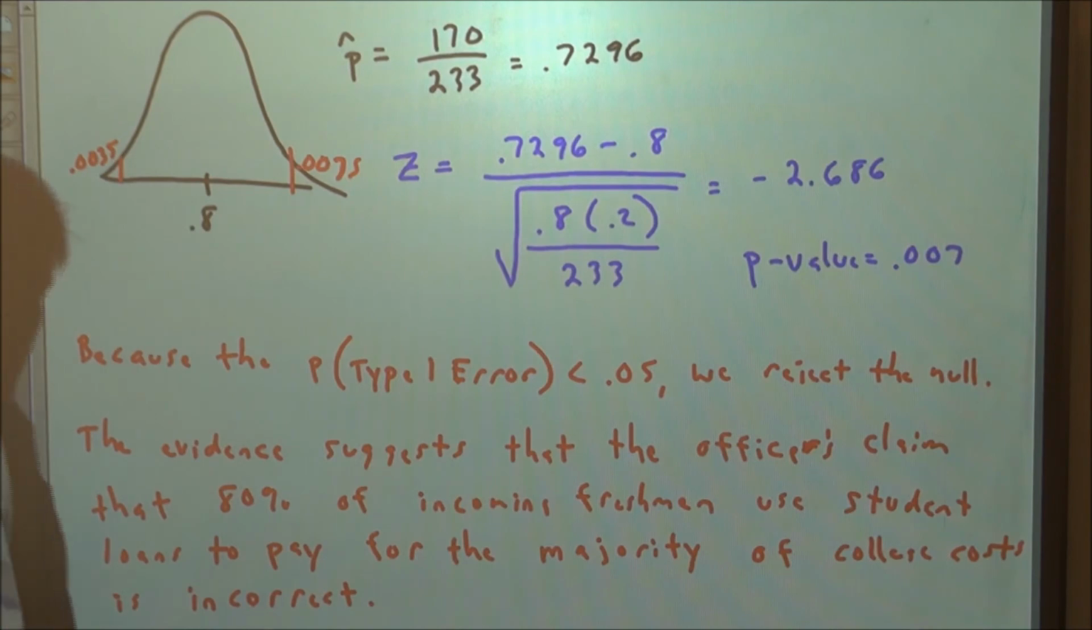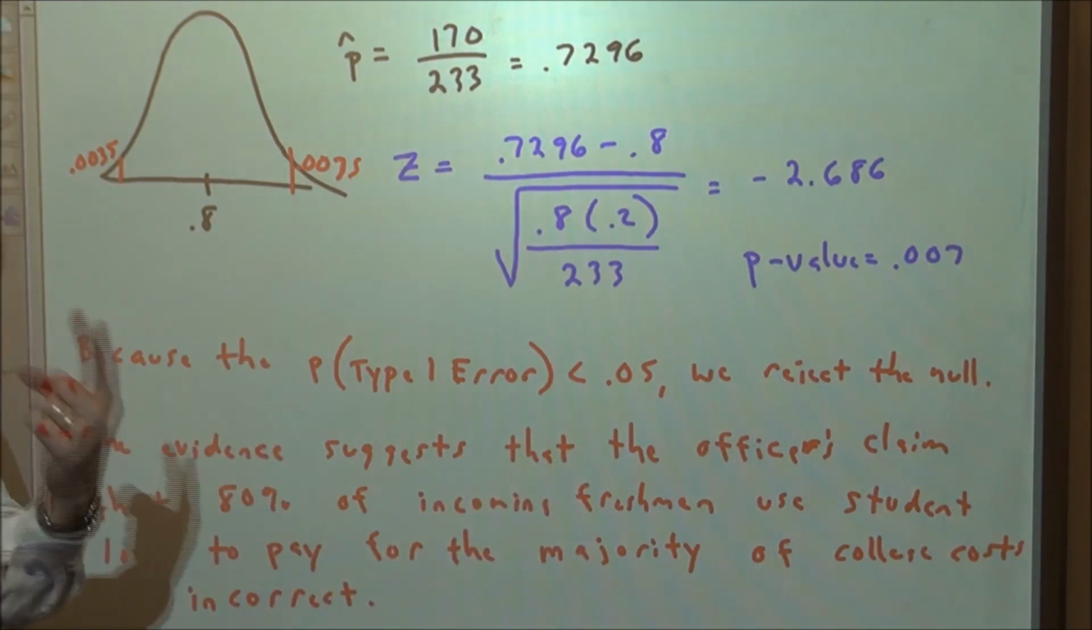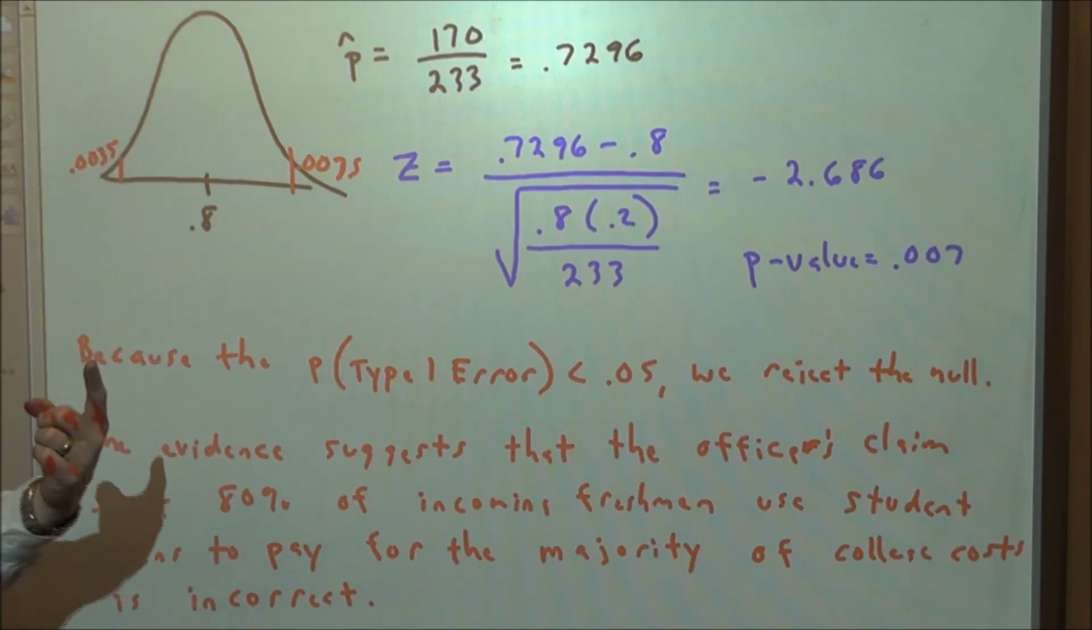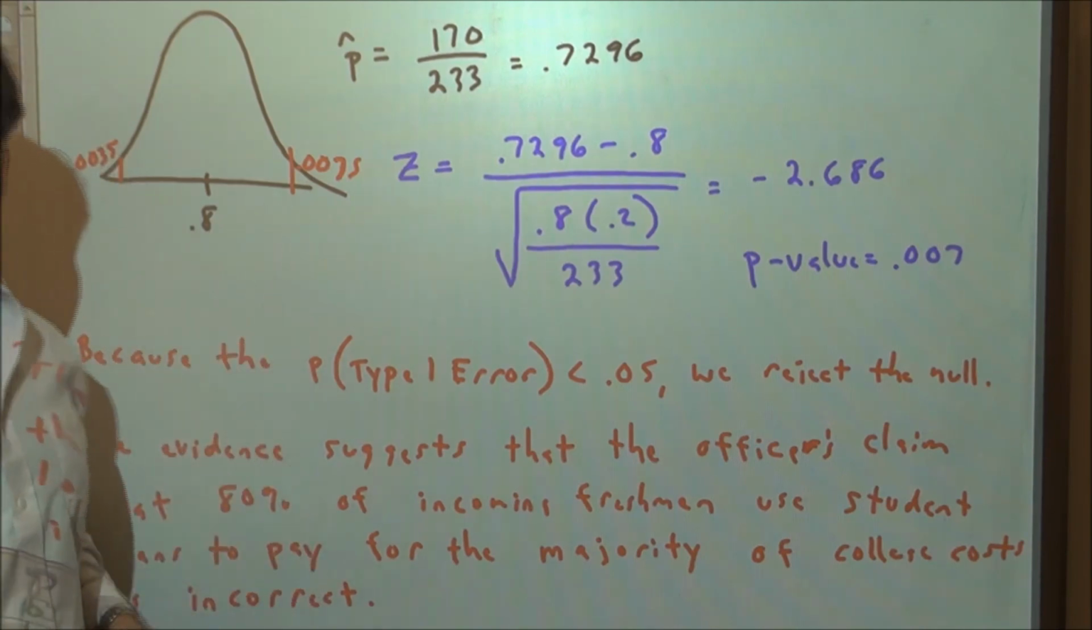So there is the progression from sampling distributions of proportions to inference: confidence intervals where we estimate the proportion, and hypothesis tests where we test a claim.